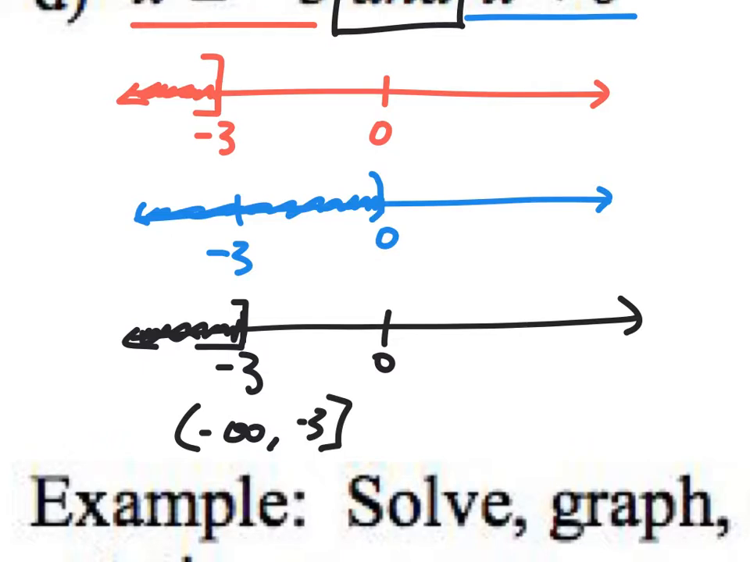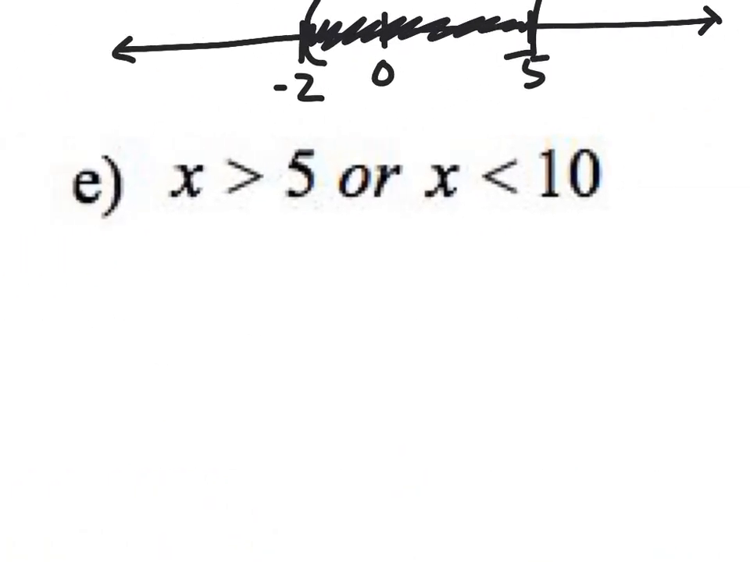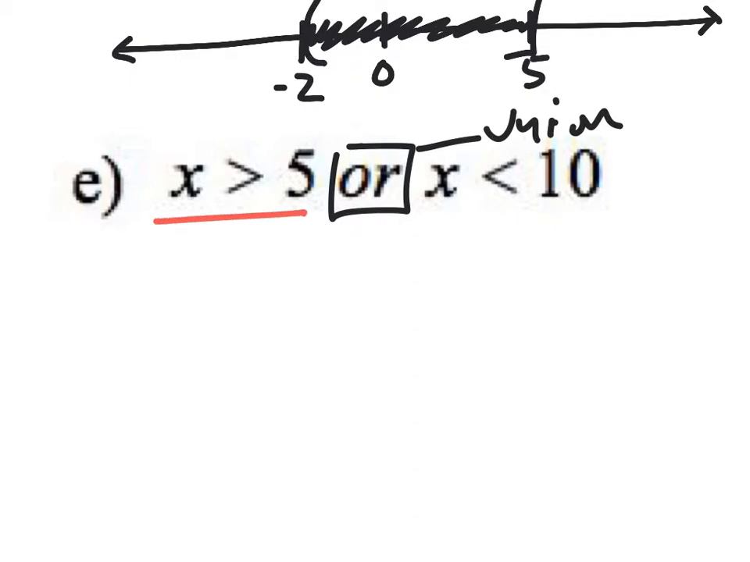All right, let's take a look at part E. And this is a union because of OR. That's one of the first things I look at. OR means union. And so let's do the first one. Let's do x is greater than 5.